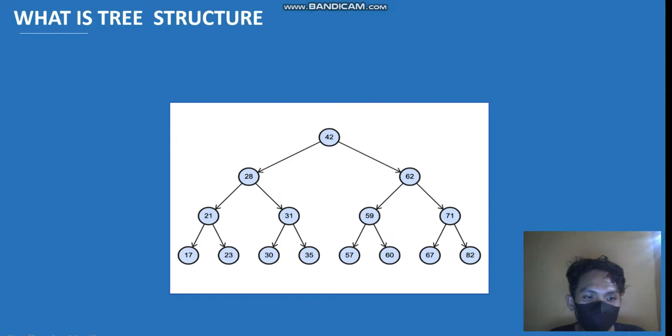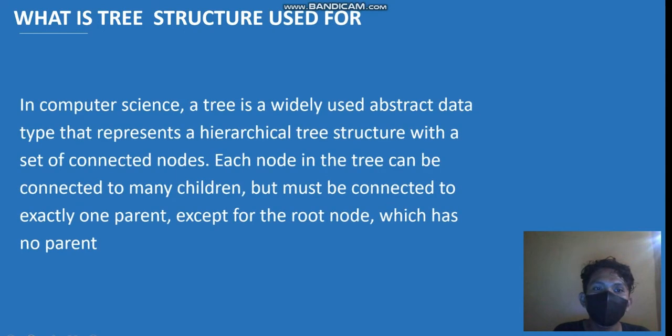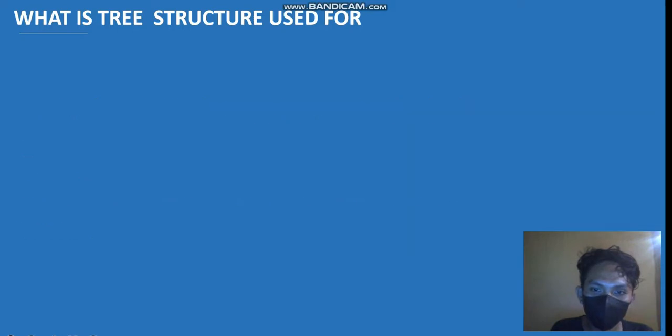So next, what is a tree structure used for? In computer science, a tree is a widely used abstract data type that represents a hierarchical tree structure with a set of connected nodes. Each node in a tree can be connected to many children, but must be connected to exactly one parent, except for the root node. So it says here that each node in a tree can be connected to many children, but must be connected to a single parent.